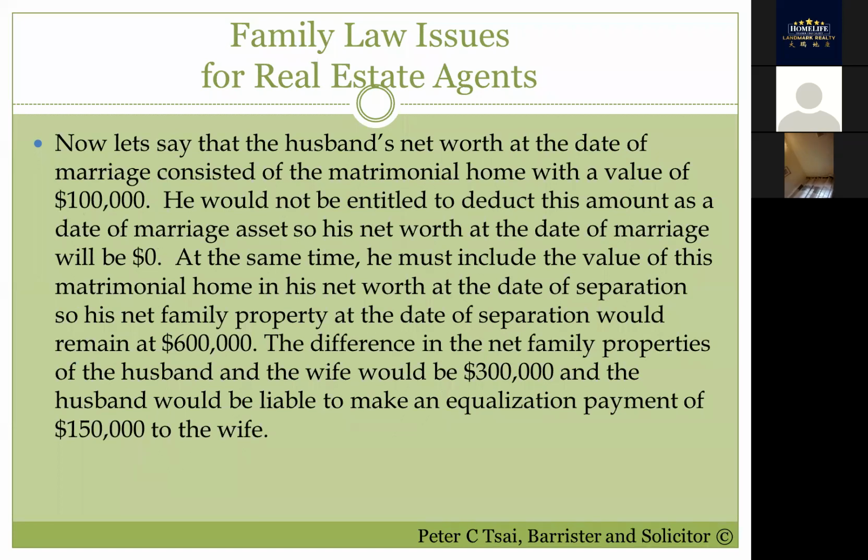Now, let's say that the husband's net worth at the date of marriage consisted of the matrimonial home with a value of 100,000. He would not be entitled to deduct this amount as a date of marriage asset, so his net worth at the date of marriage would be 0. At the same time, he must include the value of this matrimonial home in his net worth at the date of separation. So his net family property at the date of separation will remain at 600,000. The difference in the net family properties of the husband and the wife now would be 200,000, and the husband would be liable to make an equalization payment of 150,000 to the wife.